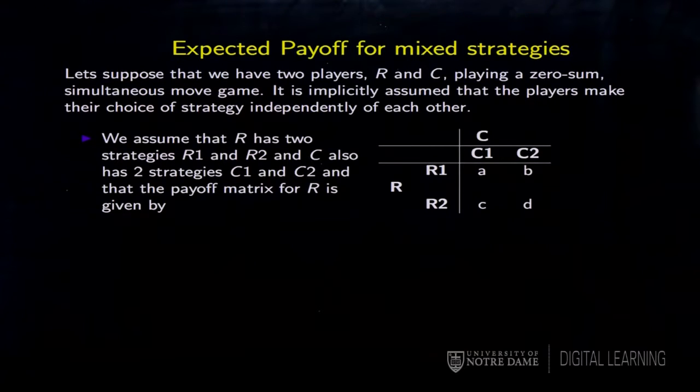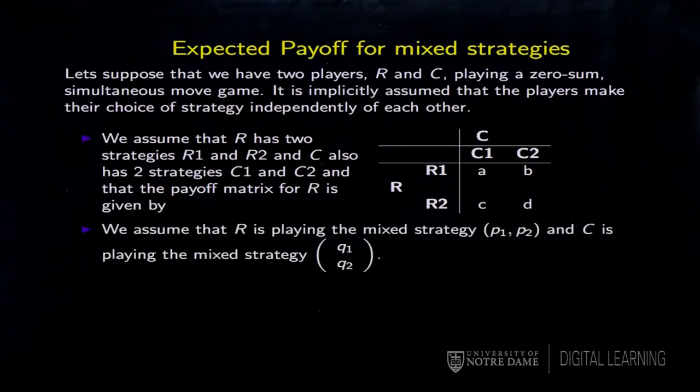So let's suppose the matrix looks like this, and we're going to use general letters to denote the payoffs, A, B, C, and D. And we assume that R has 2 strategies. We'll call them R1 and R2, and C has 2 strategies, C1 and C2. And let's also assume that R plays a mixed strategy given by P1 and P2, and C plays a mixed strategy given by Q1 and Q2.